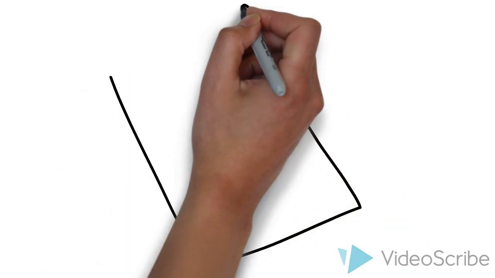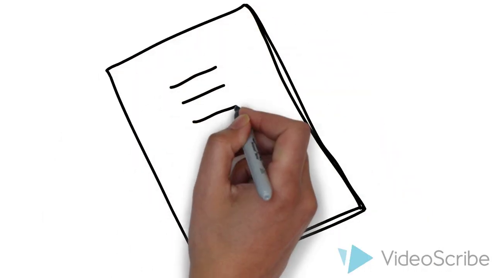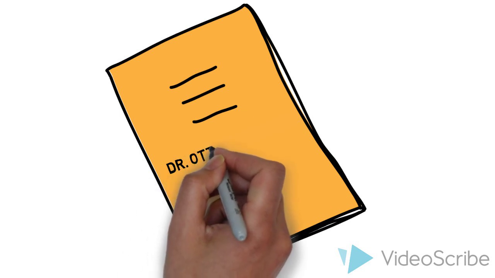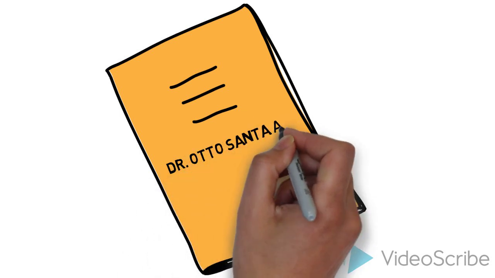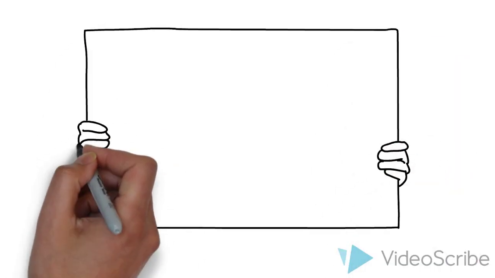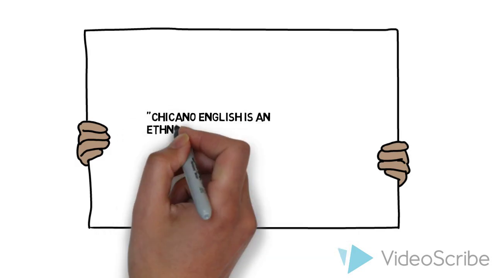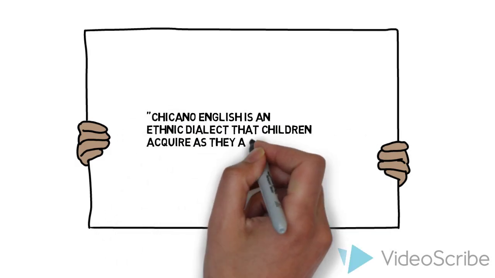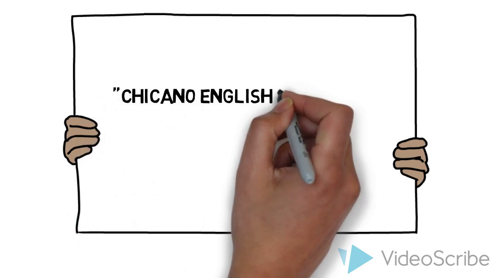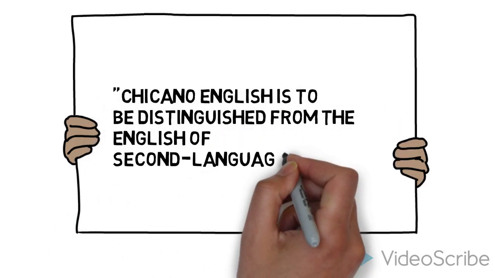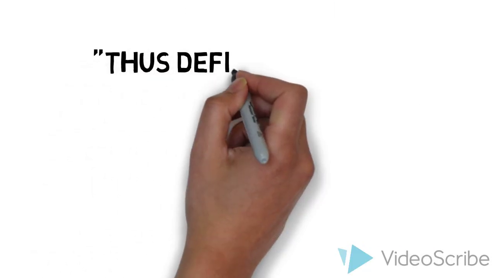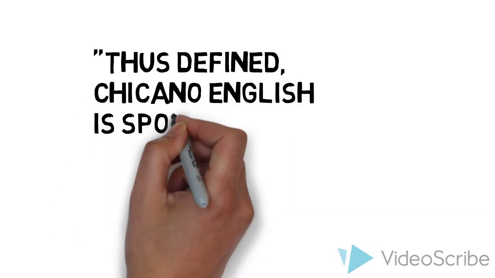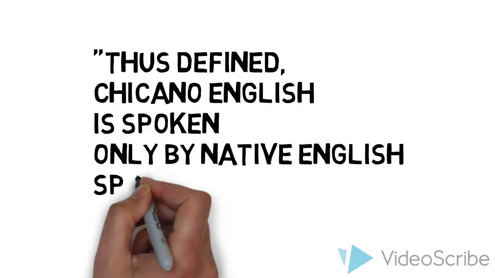To help us understand what that means, we can refer to Dr. Otto Santa Ana's study of Chicanos in Los Angeles. Dr. Santa Ana states, "Chicano English is an ethnic dialect that children acquire as they acquire English. Chicano English is to be distinguished from the English of second language learners. Thus defined, Chicano English is spoken only by native speakers of English."